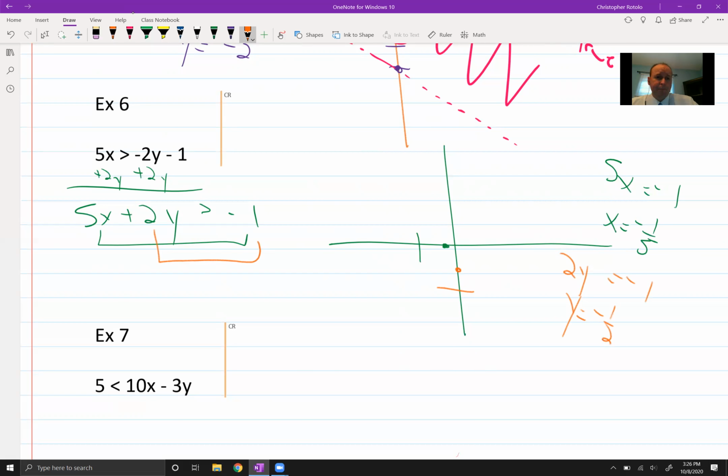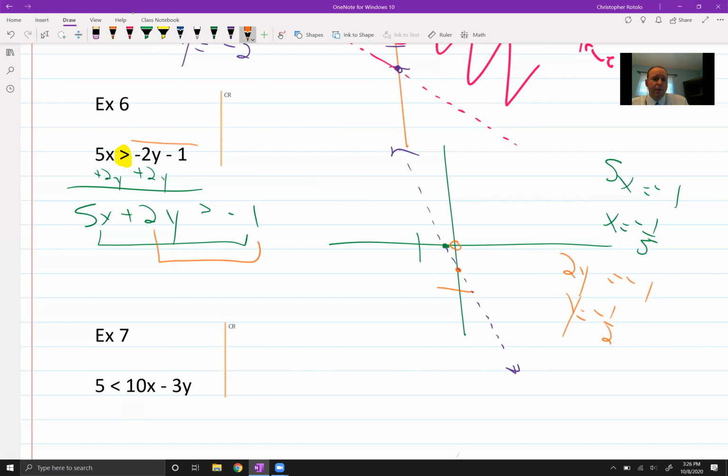All right, now, the thing I want to do is check the inequality. So this is a dashed line. All right, 0, 0 is available. It is available. So right here, it's on the top side of this line.